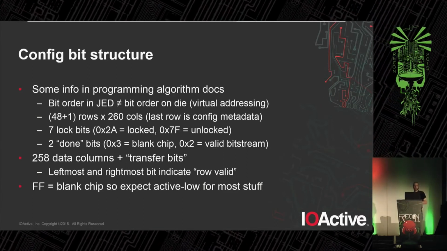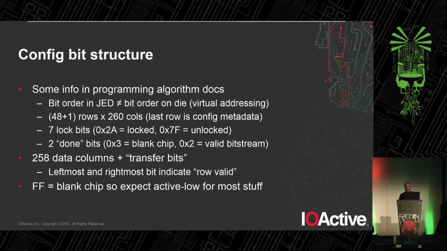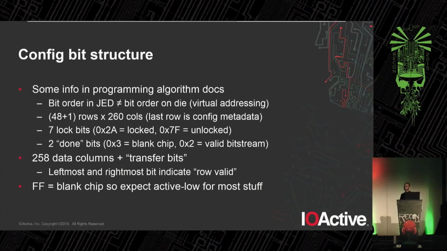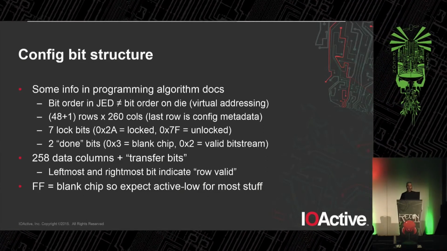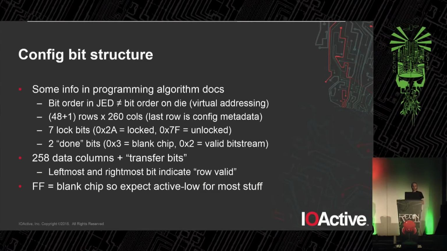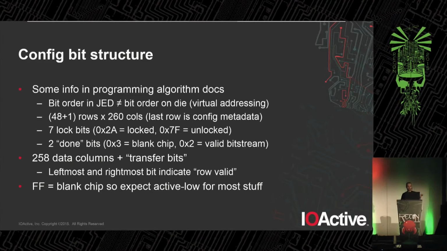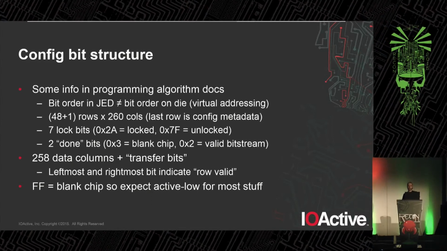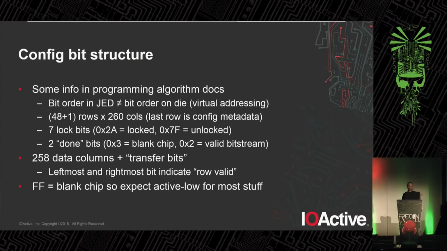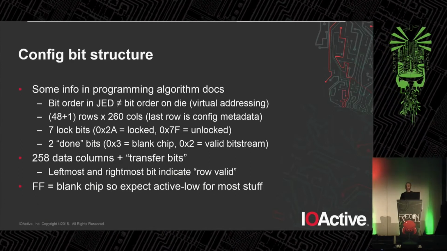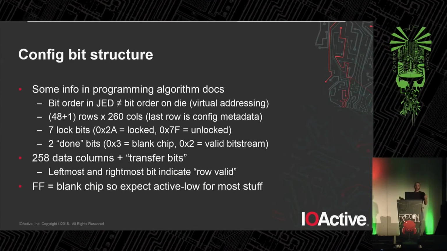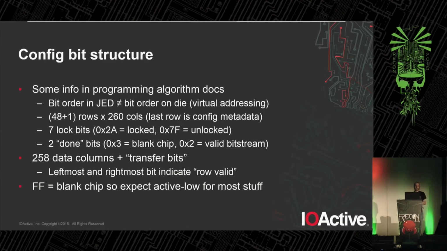The actual structure is 48 rows by 260 columns. There's one extra row full of configuration metadata. I'll get to that later. It stores 7 lock bits, some of which are always 1. I'm not entirely sure what purpose they serve. The remainder are 1 for an unlocked device and 0 for a locked device. Then there are 2 done bits, which indicate, okay, this bit stream is valid. We have a legal firmware image. The chip has been fully flashed.